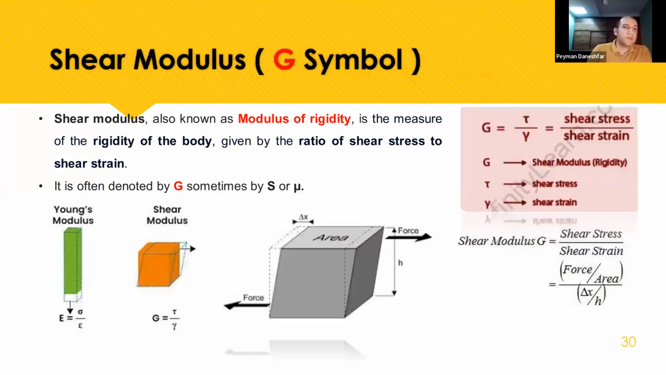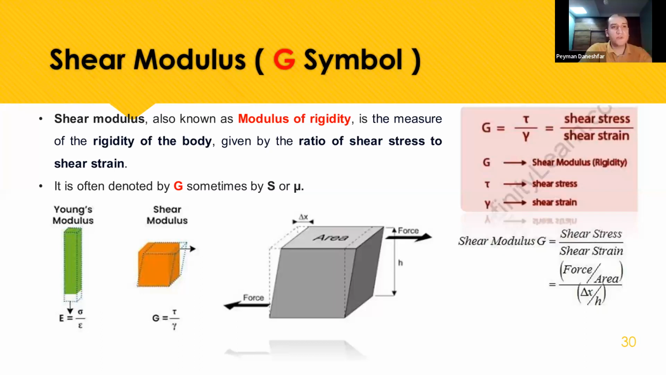What is the shear modulus? Shear modulus, also known as modulus of rigidity, is the measure of the rigidity of the body given by the ratio of the shear stress to shear strain. It is often shown by G or S or also mu. But it's common that we use G for the shear modulus.